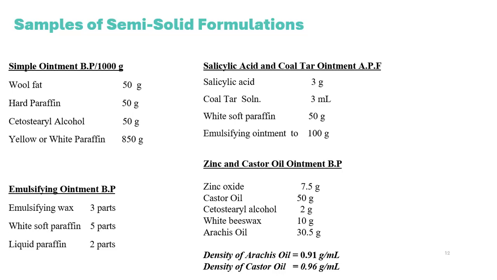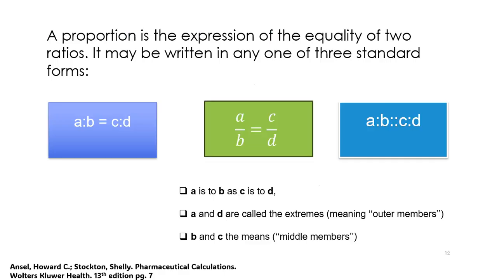So the density information is given here for arachis oil and castor oil. We can easily convert from grams to milliliters for ease of measuring as opposed to weighing these viscous oily liquids.